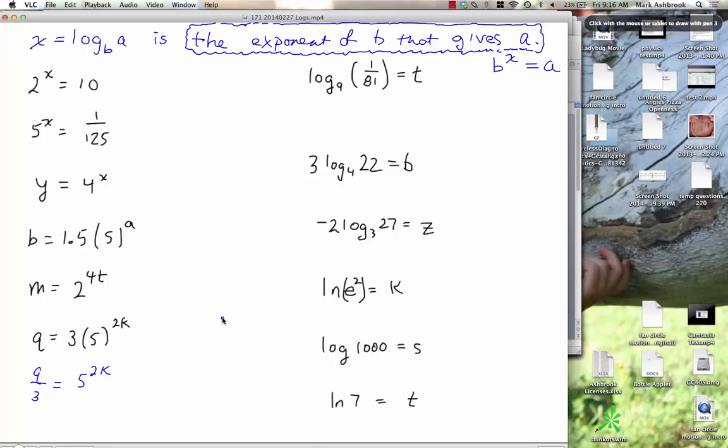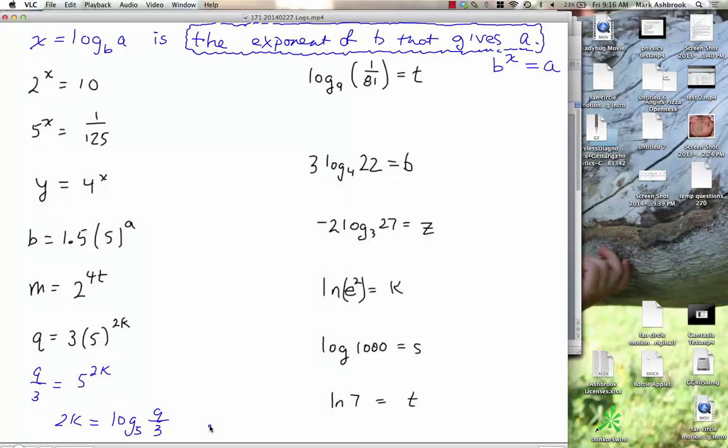Times? So what is the exponent? 2k. And what exponent is it? 2k is the exponent of 5 that gives q over 3. That's literally what you're saying. 2k is the exponent of 5 that gives q over 3. Therefore, 2k is the exponent of 5 that gives q over 3. You can do it left to right.